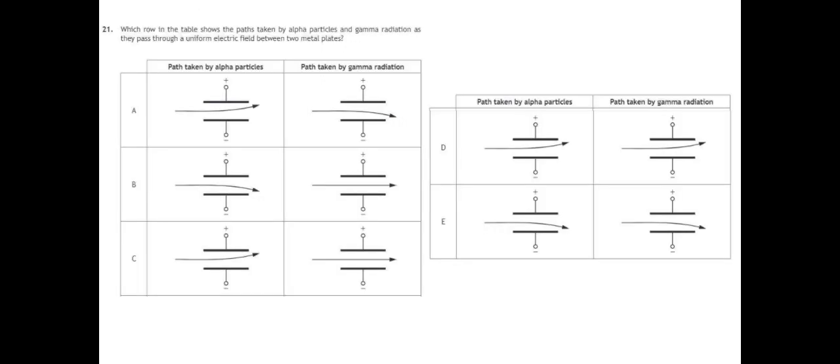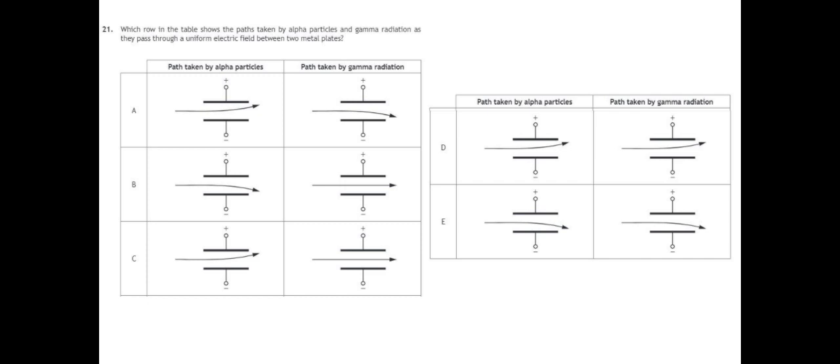Question 21. Which row in the table shows the paths taken by an alpha particle and gamma radiation as they pass through a uniform electric field between 2 metal plates? Okay, so an alpha particle is made up of a helium nucleus, 2 protons and 2 neutrons. That means the alpha particle has a positive charge. So when an alpha particle passes through this gap, being as it has a positive charge, it will be repelled away from the positive side of the electric field and attracted towards the negative side of the electric field. So in the diagram that we're looking at, the alpha particle would be deflected downwards.